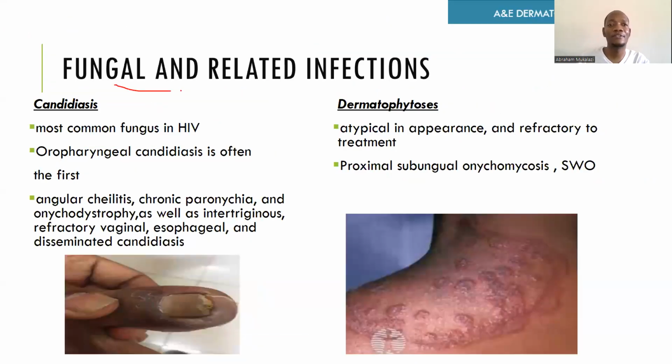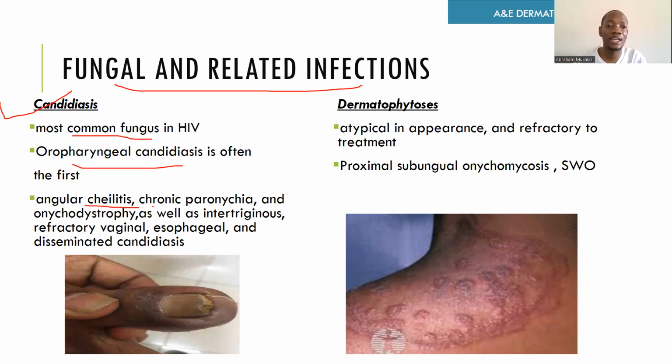So when you go to fungal infections in HIV, usually these ones become a menace because even the normal flora of fungus can end up causing disease conditions in people living with HIV. So Candida is the most common fungus that causes infections in HIV. It can give you oropharyngeal candidiasis. This one is usually seen in clinical stage 2, 3, and 4.